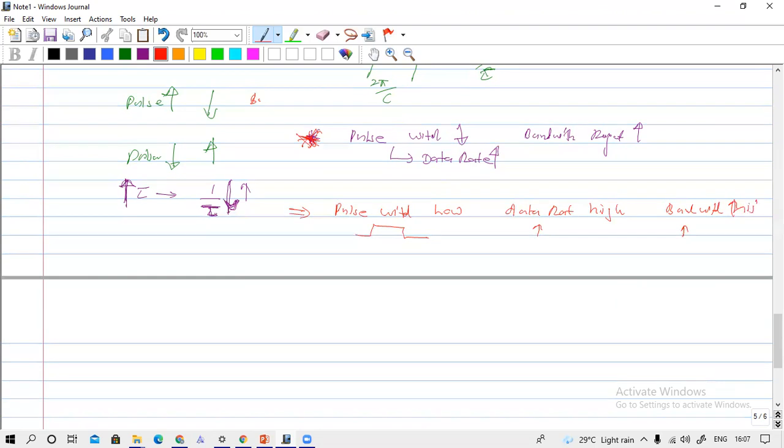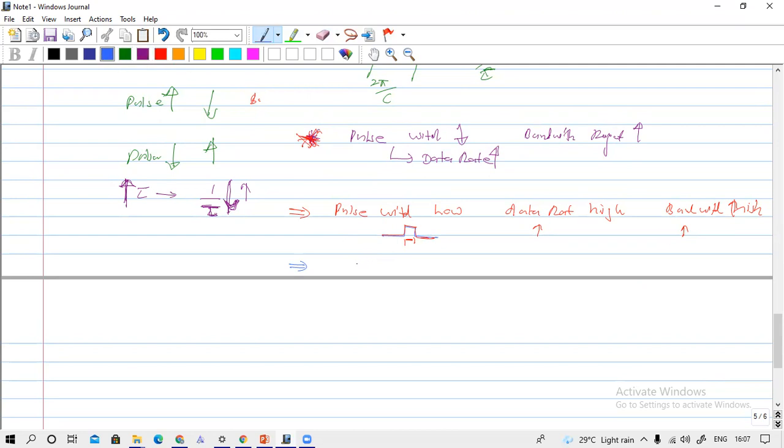And for very low pulse width, sorry, pulse width is low here. That means pulse width is low means this kind of pulse. This kind of pulse. So this width is very low. That means data rate is high, bandwidth is also high.